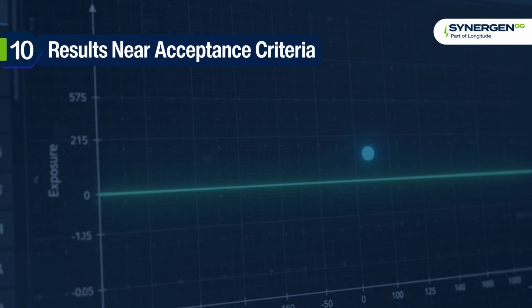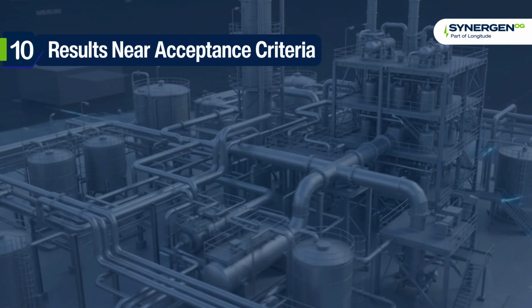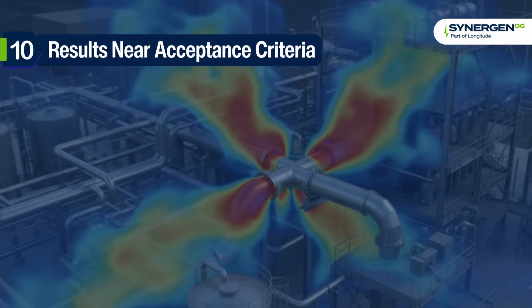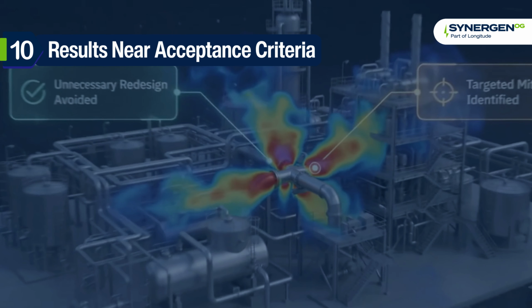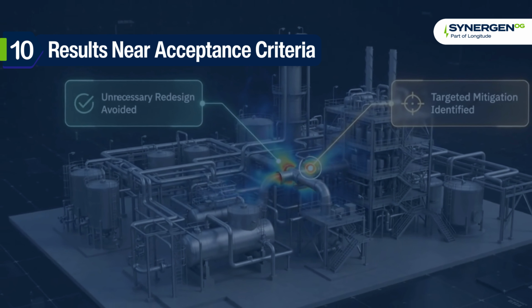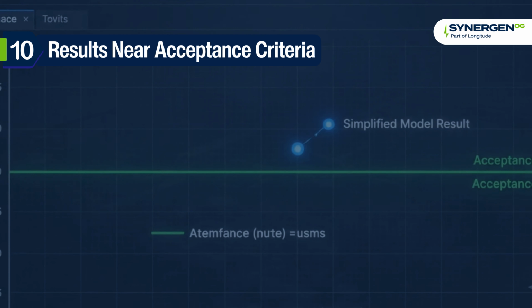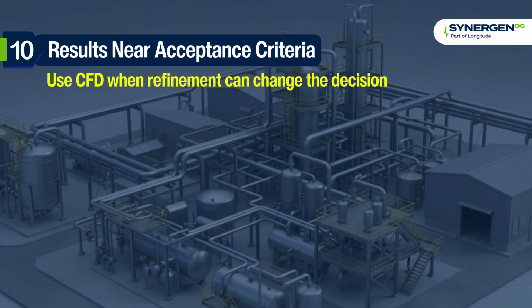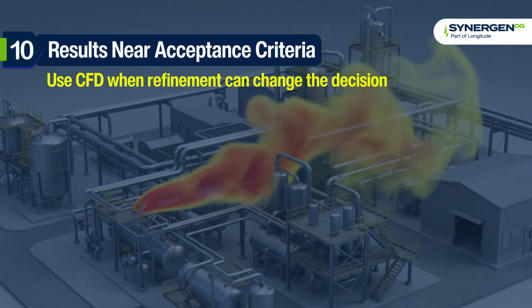Tenth, results close to acceptance criteria. Integral models often include conservatism. When a result sits close to a project threshold, that conservatism may drive expensive design changes. CFD can add value when greater resolution could change the engineering decision.